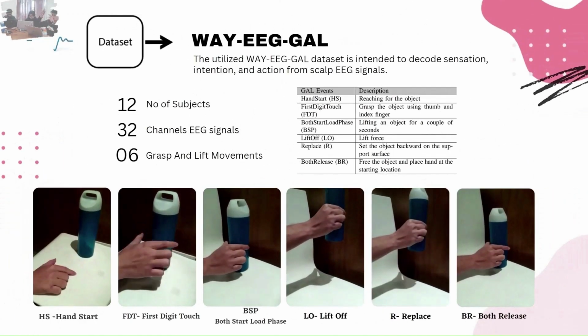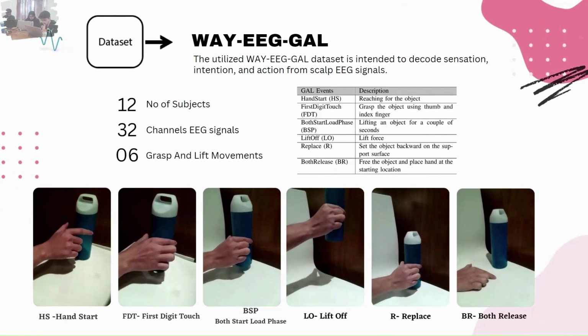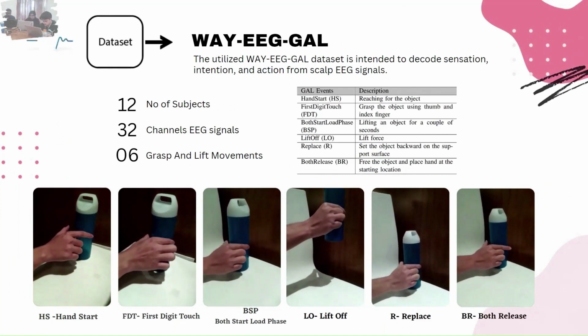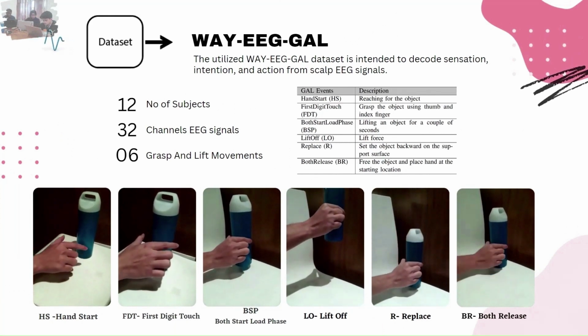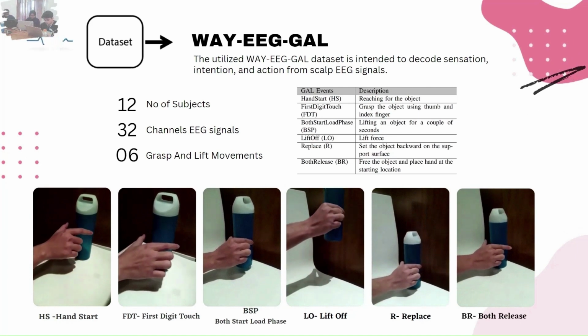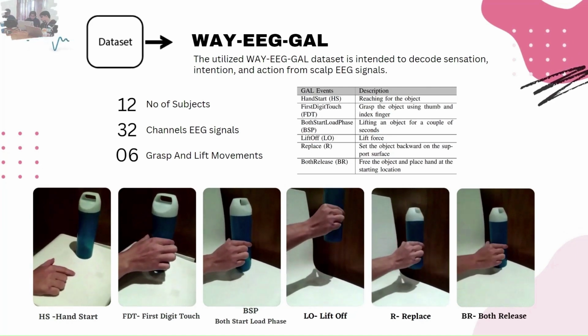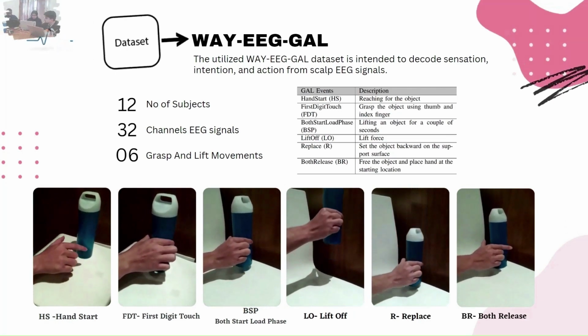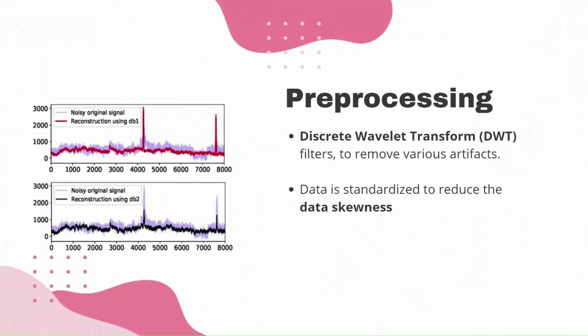The dataset has readings taken from 12 different subjects where the grasping and lifting object's weight, surface friction, or both were modified unpredictably. The dataset contains 32 channels EEG signal having 6 different events. All events are depicted for better understanding. These are the results of the pre-processing steps involved in the dataset.